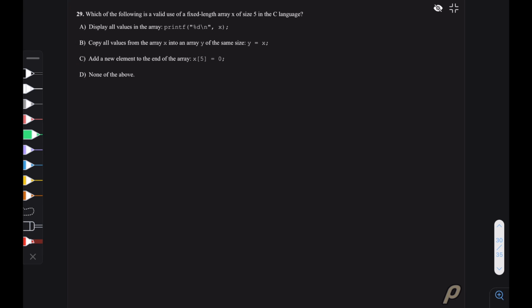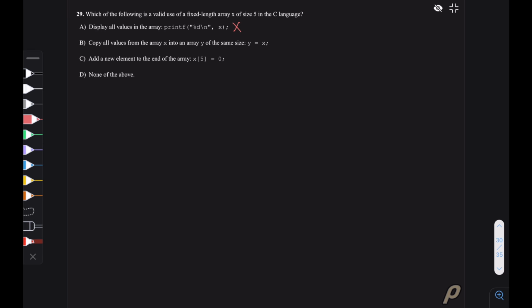Moving on to question number 29. Which of the following is a valid use of a fixed length array X of size 5 in the C language? So it's saying, is this the correct way to display all the values in an array? And it's basically just saying print, and then we print this variable X, which is our array. And this most certainly is not how you're going to print an array.